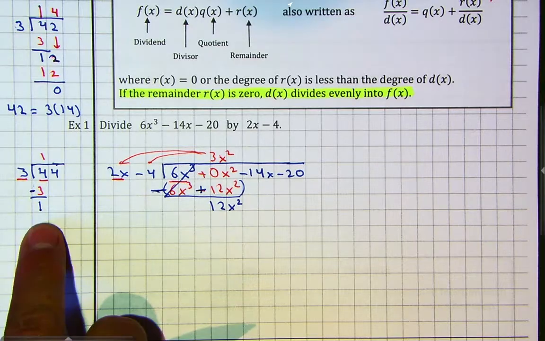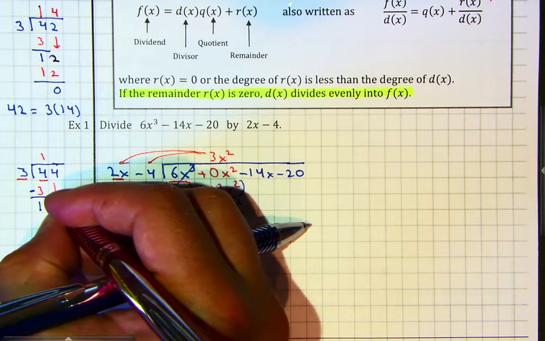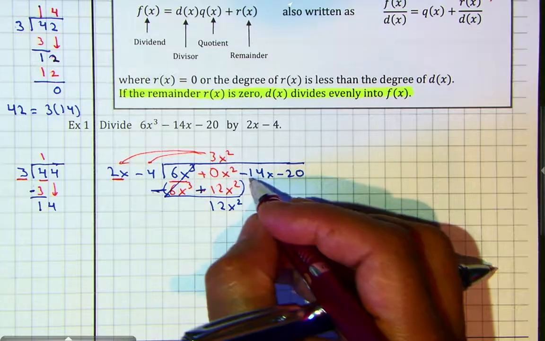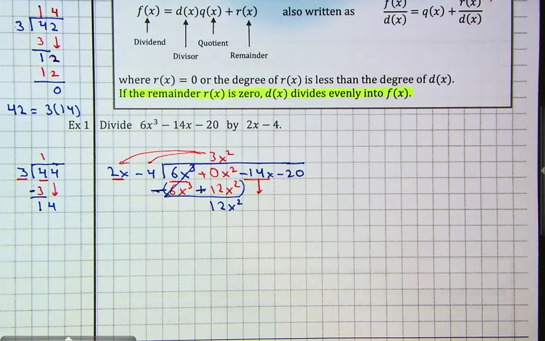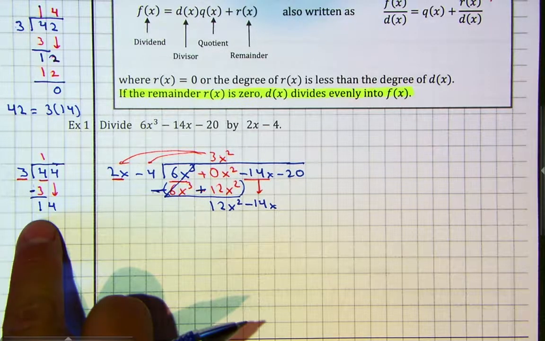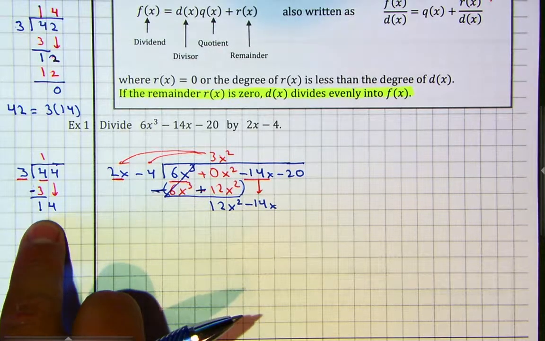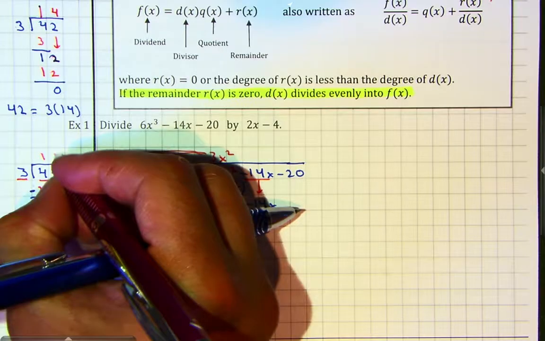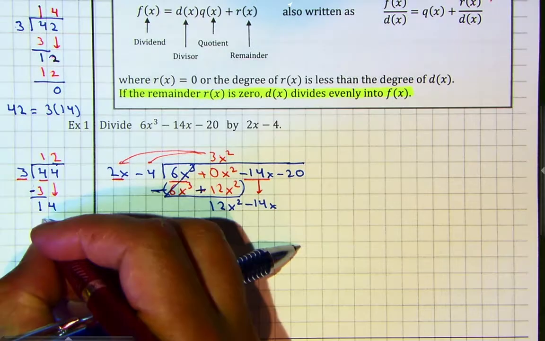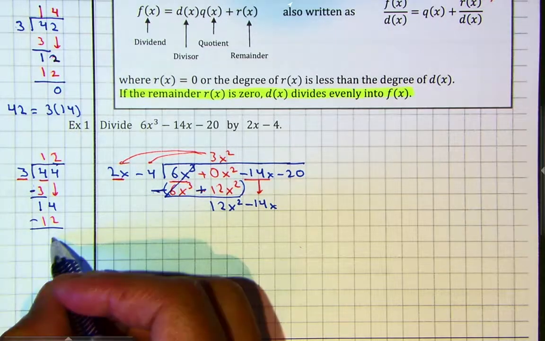Now what will be the next step? You bring down the 4. So in the same case, I'm going to bring down the negative 14x. And what will be the next step? We continue with the process again. 3 goes into 14 twice. 2 times 3 is 12. Then we subtract. It gives us a 2.